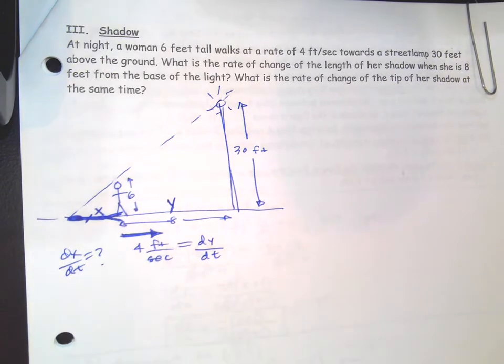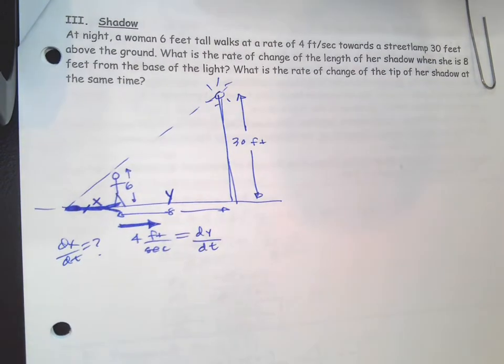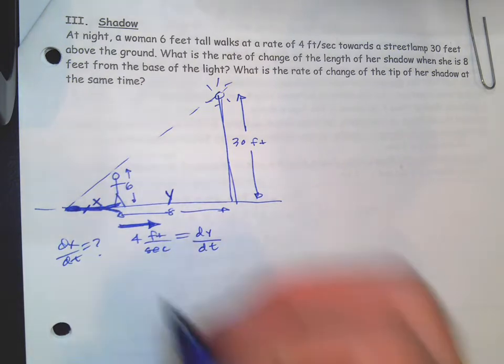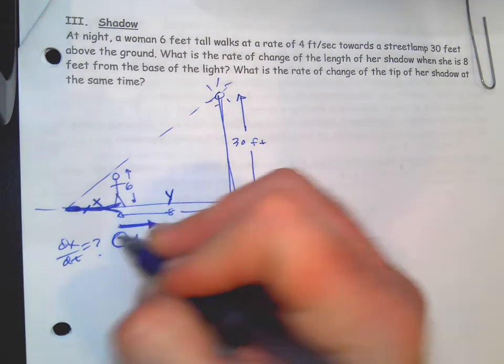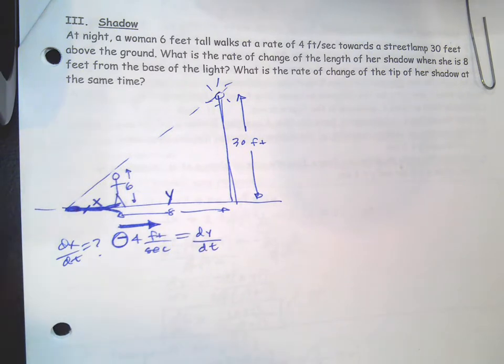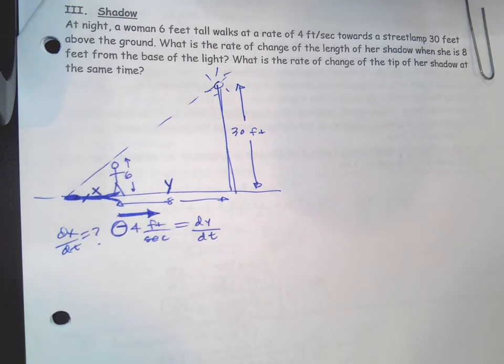Now, is it positive or negative? Is y getting smaller or bigger? Longer or shorter? It's getting shorter, right? So we got to tie a negative to this. Her rate that she's walking isn't considered negative 4 feet per second. She's walking to the right. You might consider that positive. But now that I've tied it to this variable in the picture, which I needed to do, it is now considered negative relative to that variable.